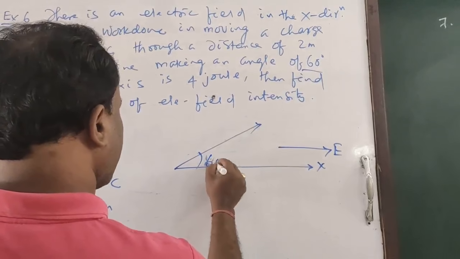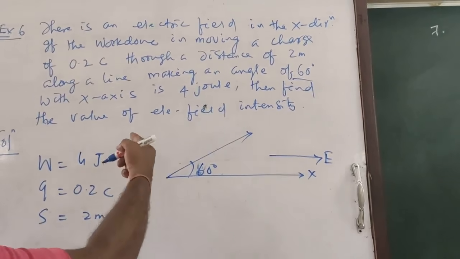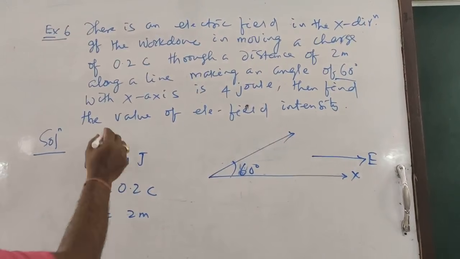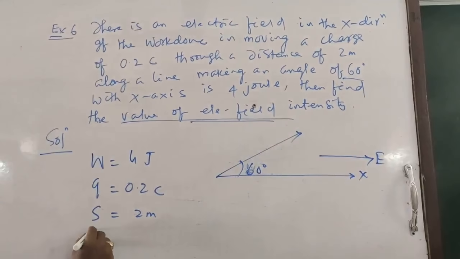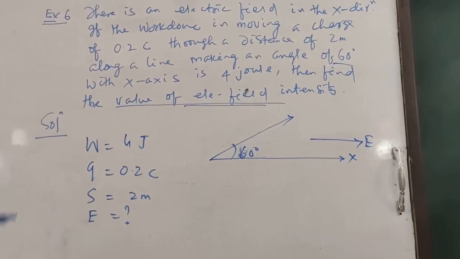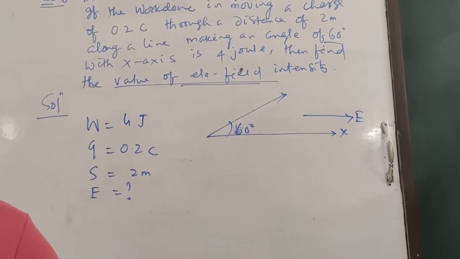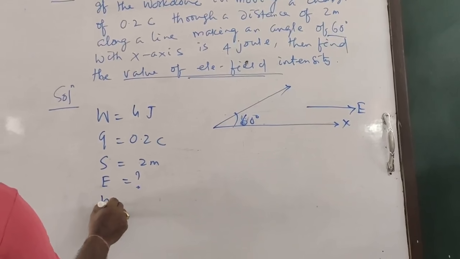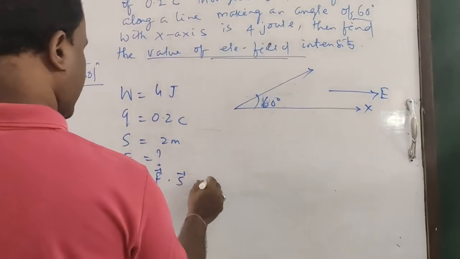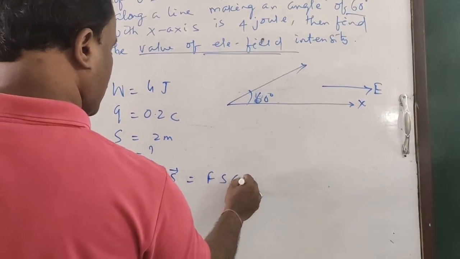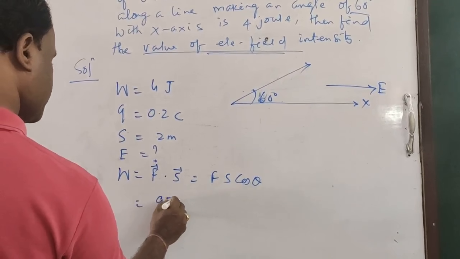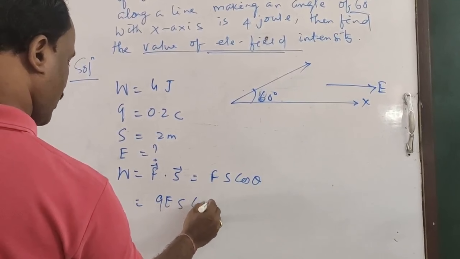60 degree. Making an angle of 60 degree means force is applied along this direction. So we have to find out the electric field intensity. What is the magnitude of electric field intensity? It is very clear that work done is the dot product of force and displacement, or you just write it as Fs cos theta. F means QE, S cos of angle theta.